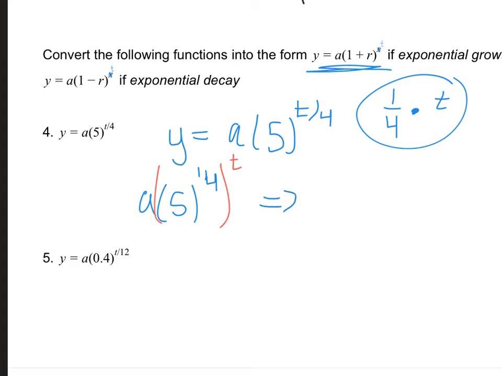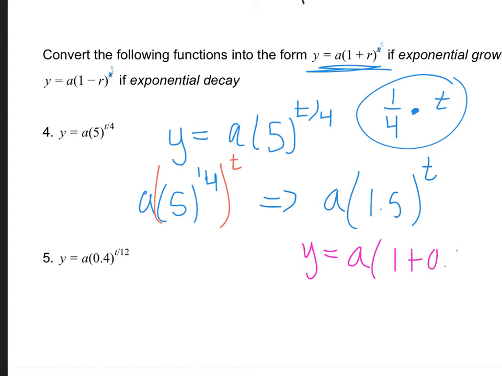So that's going to be equal to, the a is still there, but on the inside, I've got now 1.5 raised to the t. Now hopefully you guys can separate this and just subtract a 1 out of it and put the 1 out front. And so my final answer here, let's put it in pink. My final answer here is going to be y equals the a. 1.5 I can separate and say, well, 1.5 is just 1 plus 0.5. And then I've got it raised to the t.